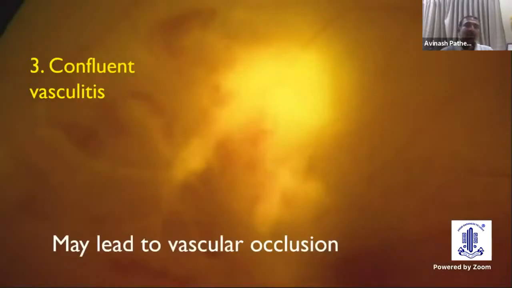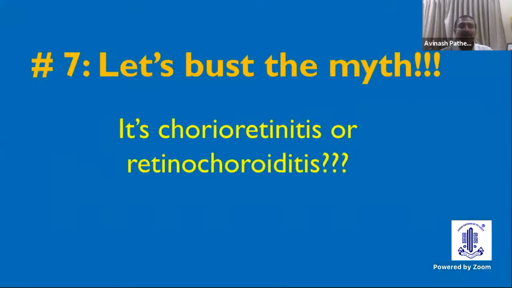The third is the confluent vasculitis. Confluent vasculitis has a consequence, depending on which vessel is involved. Sometimes it can lead on to occlusive vasculitis, like the one which you can see here. So we have adjacent hemorrhages which can happen.